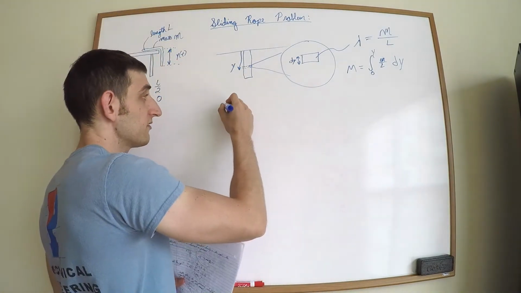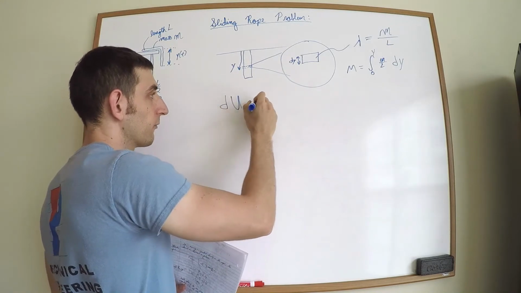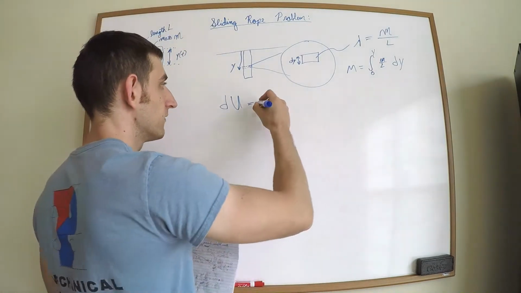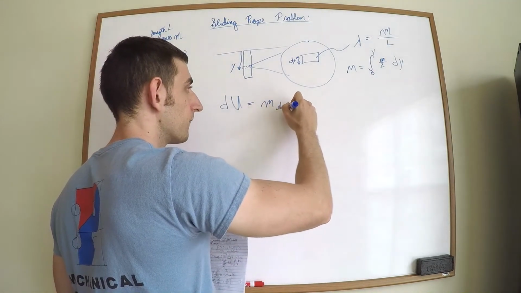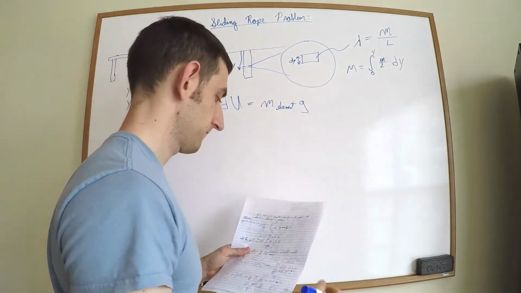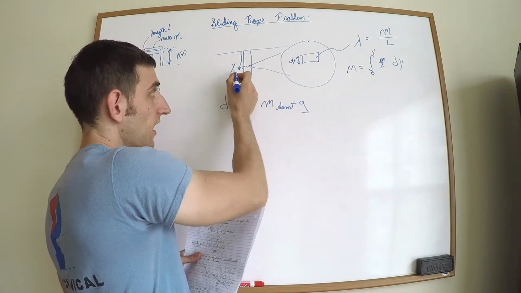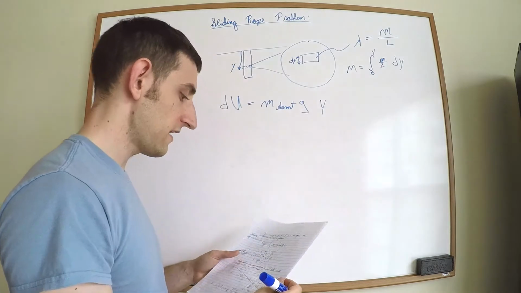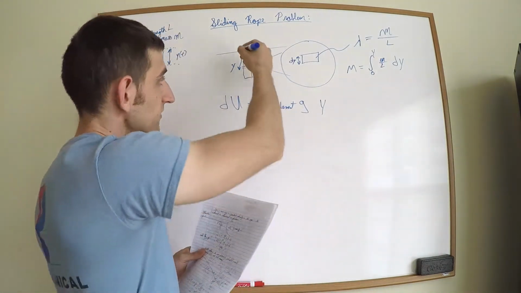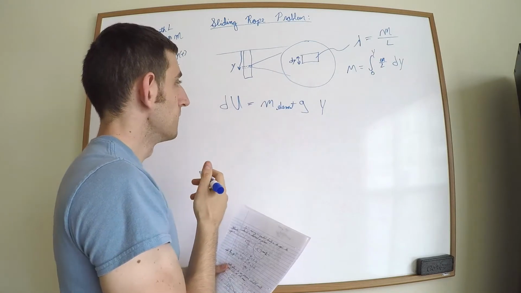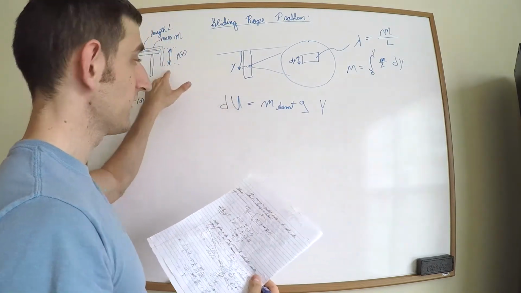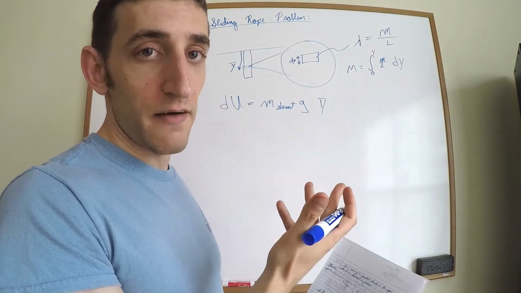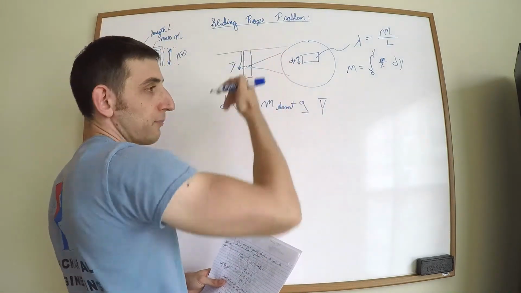So we're going to call the infinitesimal potential energy dU, and we're going to say this is going to be the mass of the element times g times the distance from the origin that this infinitesimal mass is. So we'll call that y. It's the distance down to this point. If it confuses you, this y here is a little different than that y, so I'll call it y bar: the y distance to the center of gravity, center of mass, of this element.